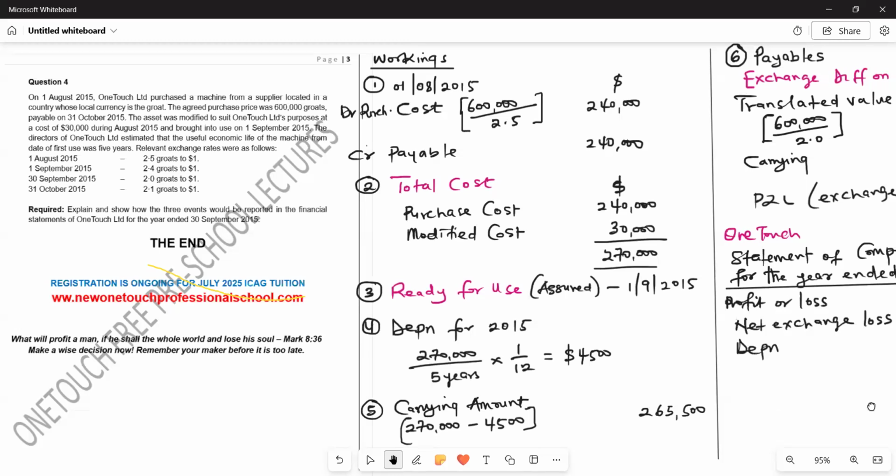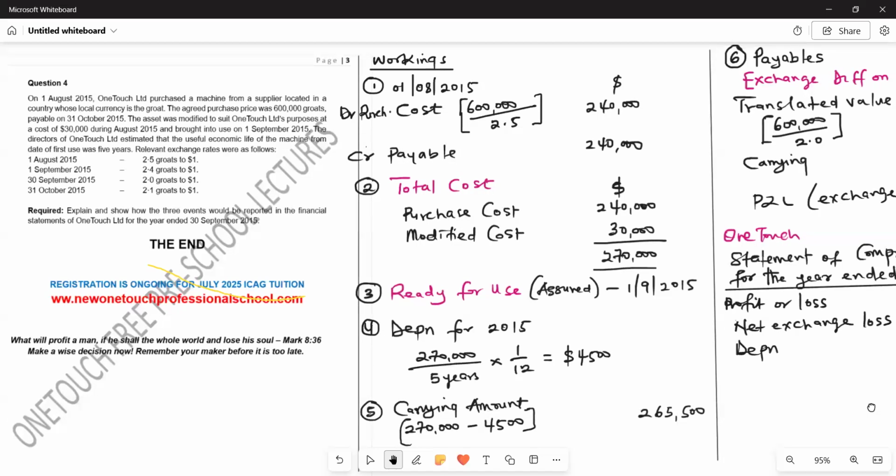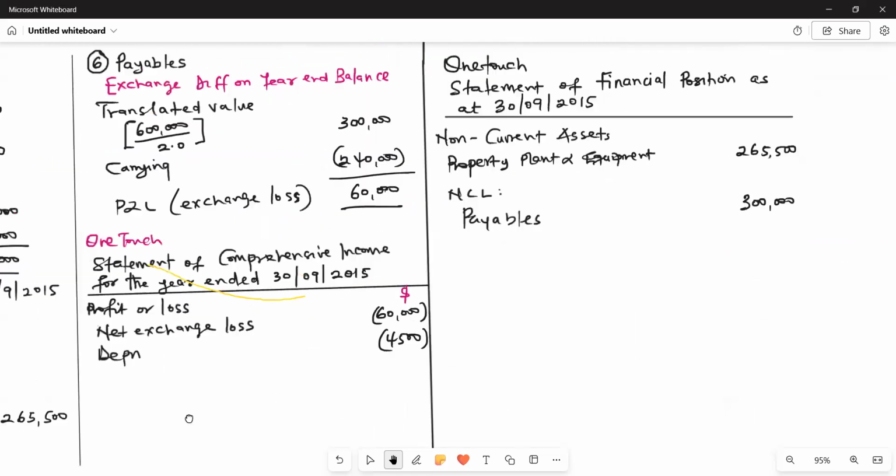Can I move to the next page? We have closed. Please, the cost of modification, you didn't treat that one in the statement of financial position. See now, we added it to the purchase cost to get 270,000. You get it? It has been added to the purchase cost. You don't need to show it anywhere. Please, the picture, are we taking the first one? Can I move? Yes, please. Let's move.